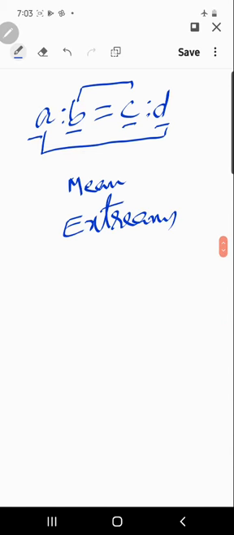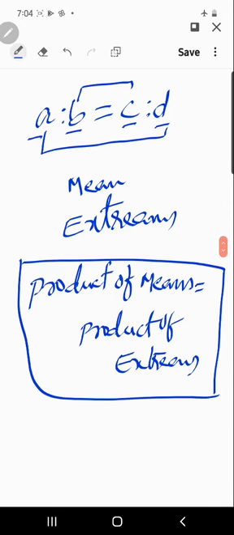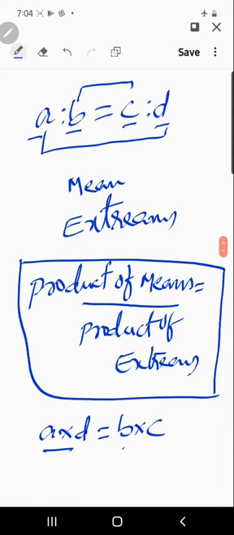Now by using this expression we can give a formula: whenever two ratios are equal, the product of extremes is equal to the product of means. Even we can write it in this form, like A into D is equal to B into C. So product of extremes is equal to product of means. This expression is very useful for finding any one of the terms. If we know 3 terms, we can find the answer.